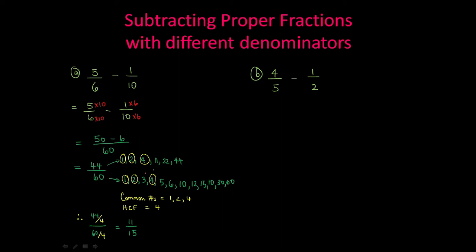The common factors or common numbers end up being 1, 2, and 4, and the highest common factor will be 4. So you divide 44 by 4 and 60 by 4, you end up with 11/15.